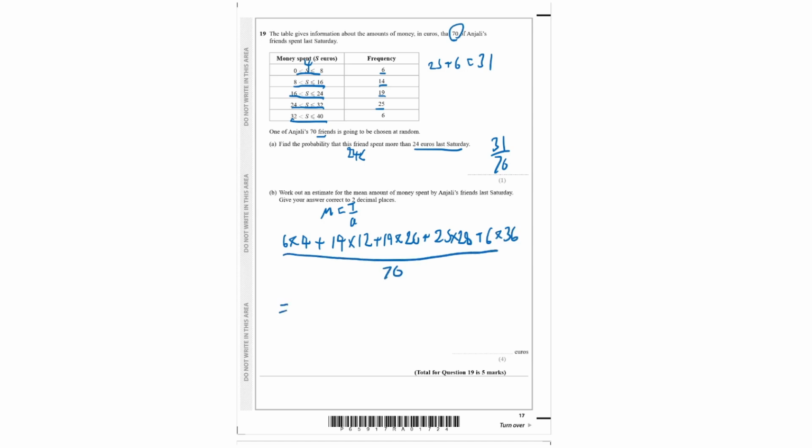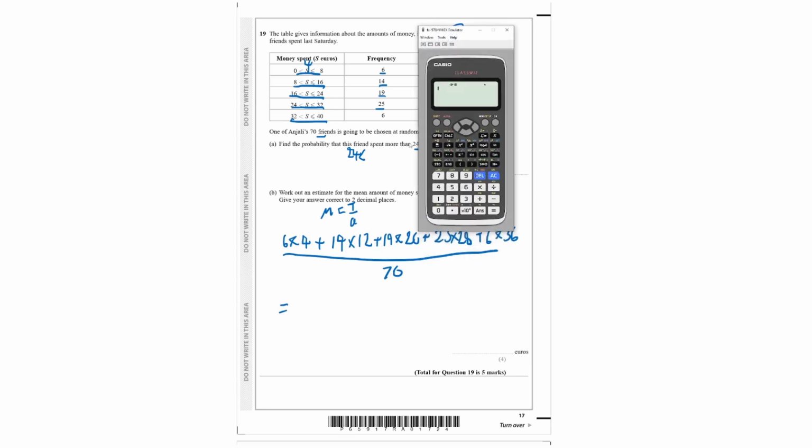So we can find this out using our calculator. We have 6 times 4 plus 14 times 12 plus 19 times 20 plus 25 times 28 plus 6 times 36, which is then divided by 70.